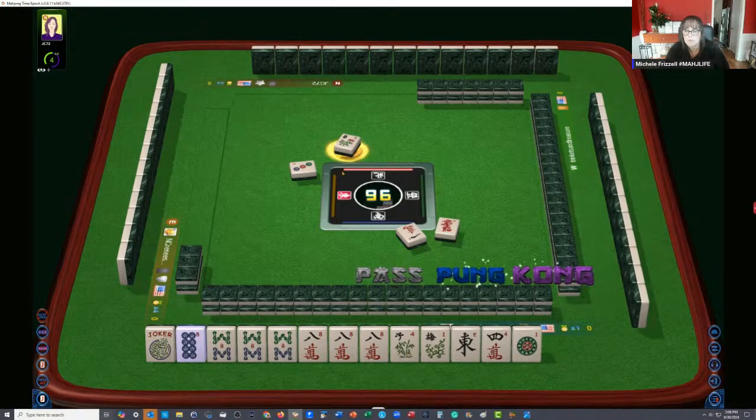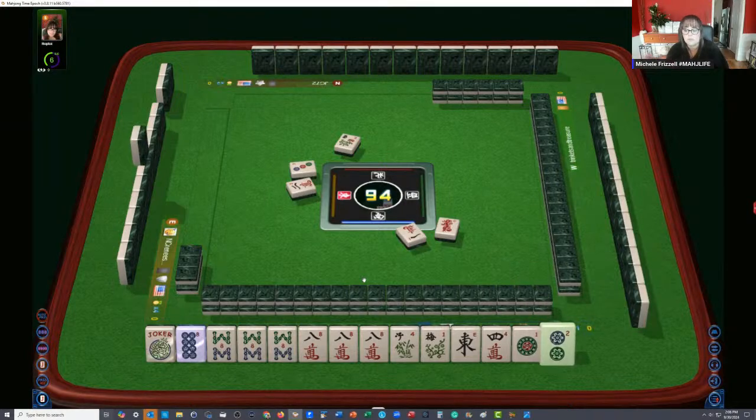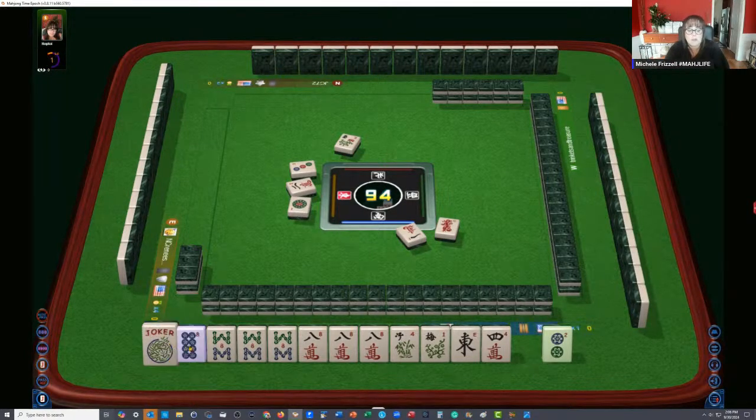And here, I'm not going to take that. I don't think our hand is strong enough to expose a Kong with a joker. We would lose that joker quickly. I would rather keep it so I can pung the 8 dot if it goes down.